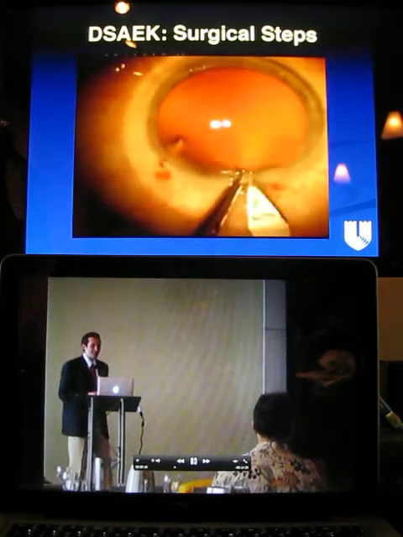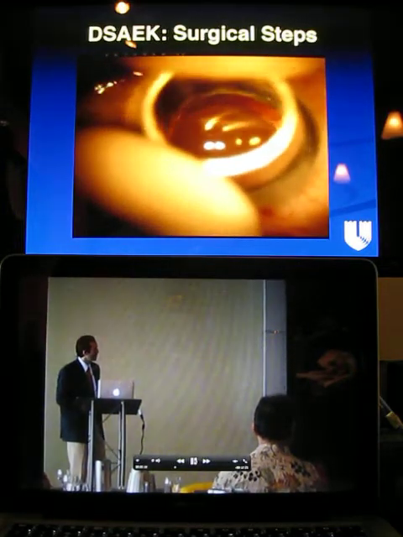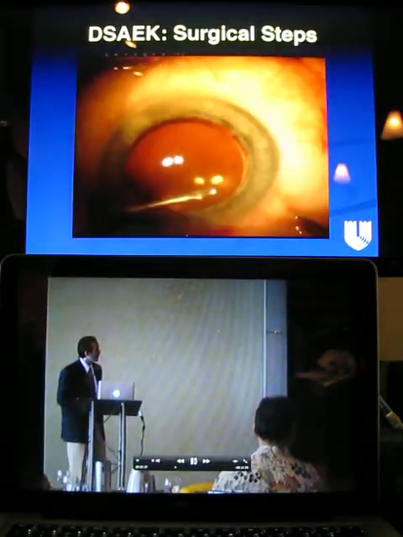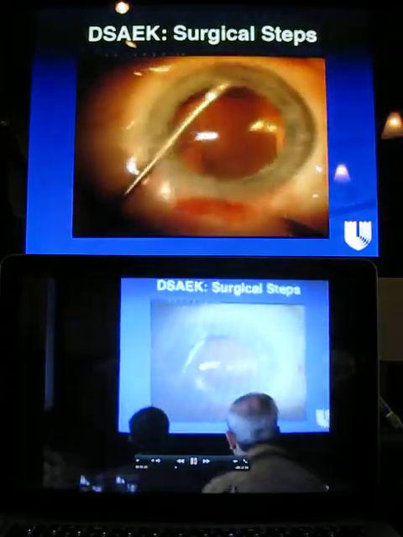Let me show quickly the steps of surgery. This patient has had cataract surgery. We then enlarged the corneal incision. We used an 8mm marker in this case to outline the area to be stripped off of Descemet's membrane.